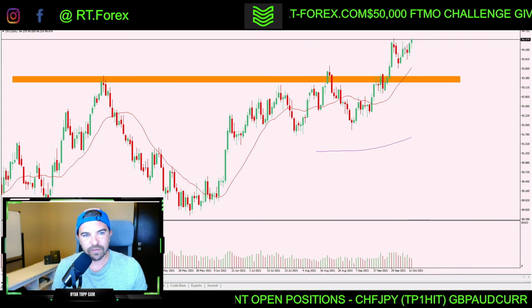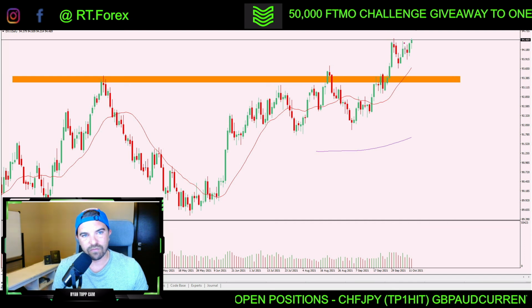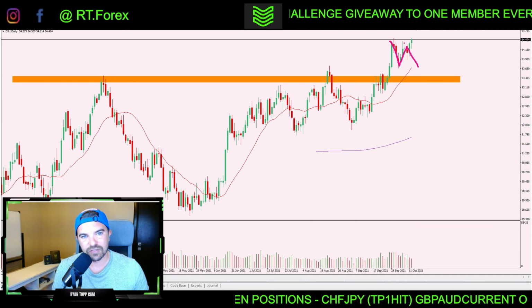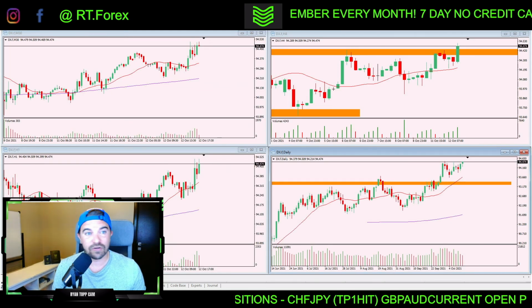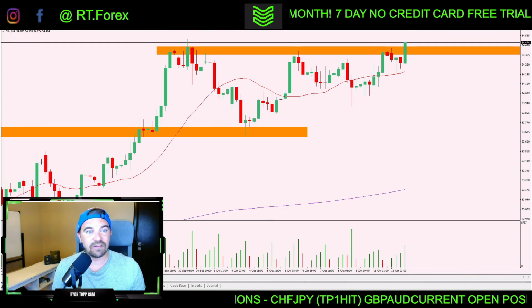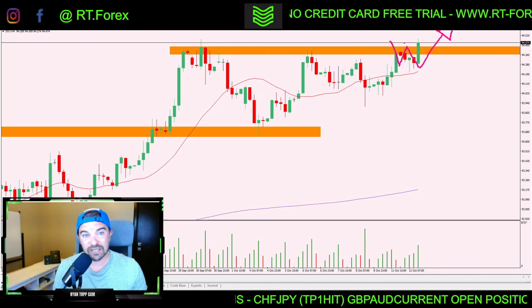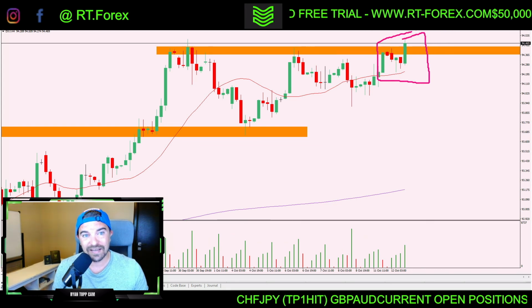So there was an argument that this could have turned into a complex corrective on the daily, potential ABC, but it seems to be motoring. And you go with that trend. The trend is your friend. If you have setups buying the dollar or potentially even taking the DXY to the upside, I think would be a pretty good call.